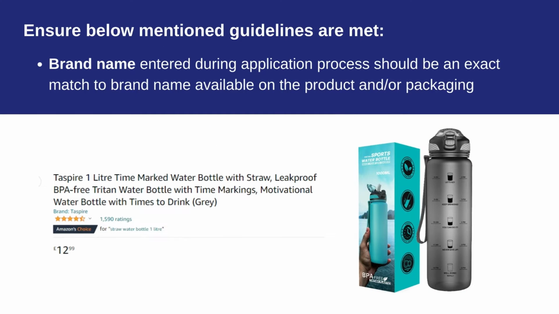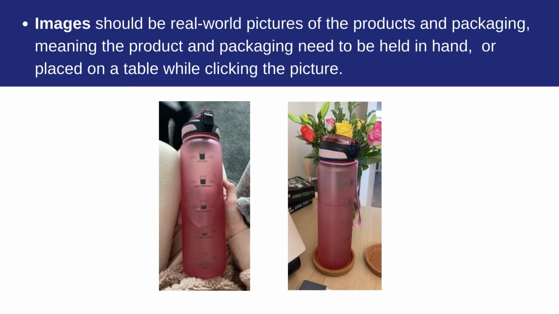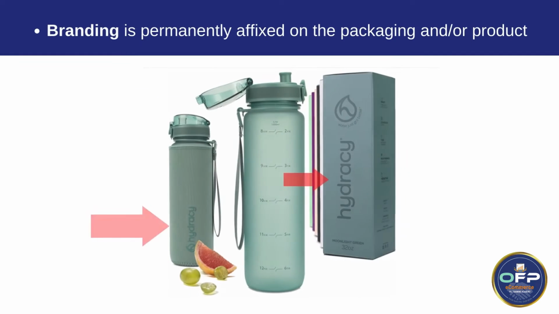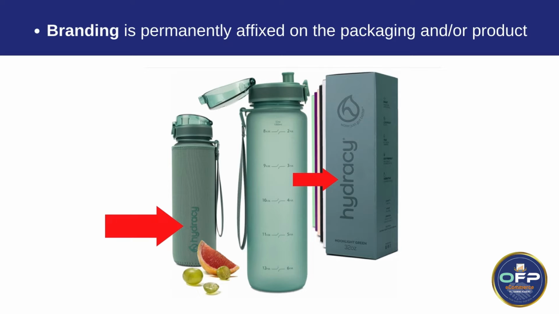Brand name entered during application process should be an exact match to brand name available on the product and/or packaging. Images should be real-world pictures of the products and packaging, meaning the product and packaging need to be held in hand, or placed on a table while clicking the picture. Branding is permanently affixed on the packaging and/or product.